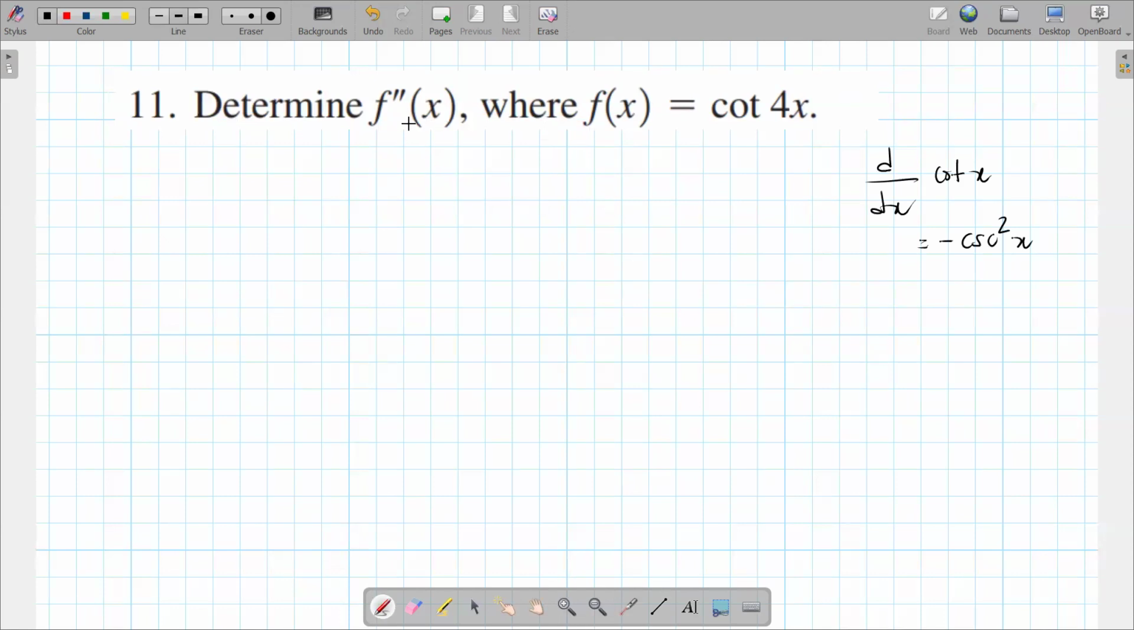This one says find f double prime of x. It's asking you to find the second derivative. So let's go one step at a time. To find the second derivative, you first have to find the first derivative. What is the derivative of this?